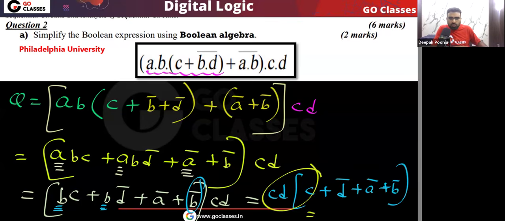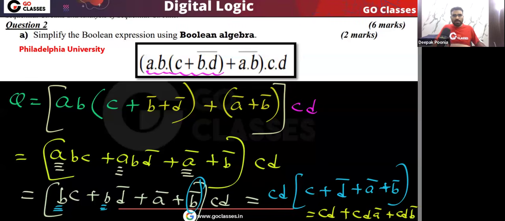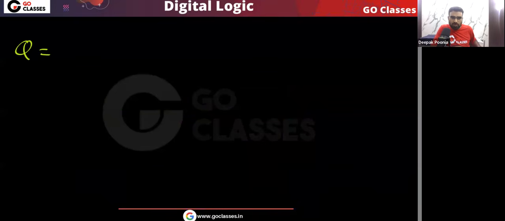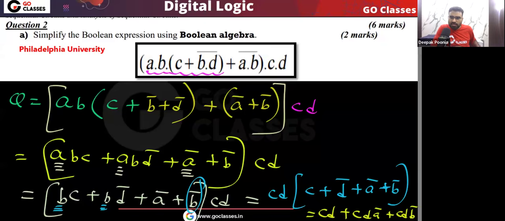Now you know that CD D bar will become 0. So it will become CD or CD A bar or CD B bar. Okay, so this will be the simplified expression. So let me tell you the final answer: Q will be equal to CD, and inside, remember here you can apply the absorption law, CD or CD A bar will simply become CD. So it will basically become CD.